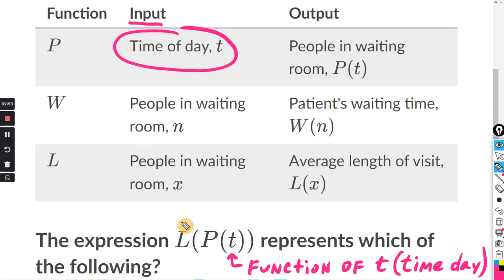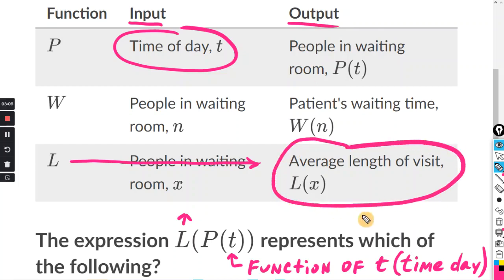And what it gives you, the output, this is the output variable here. We have to look up capital L. Here's capital L. And here is the output column. And it gives you the average length of visit. All right, so that's what L represents. So as a result, this whole function will give you the average length of a visit as a function of the time of day. Let's take a look.